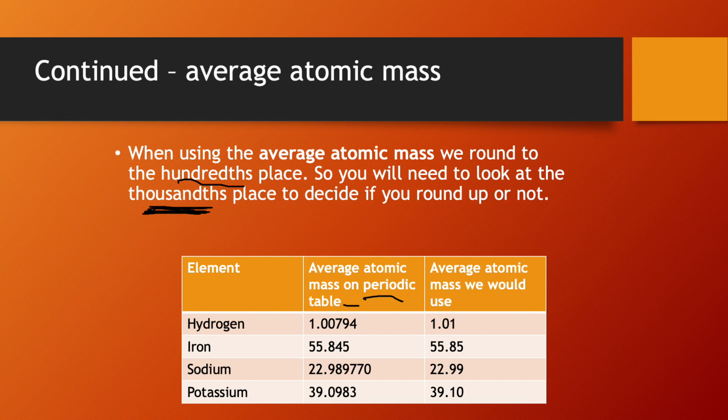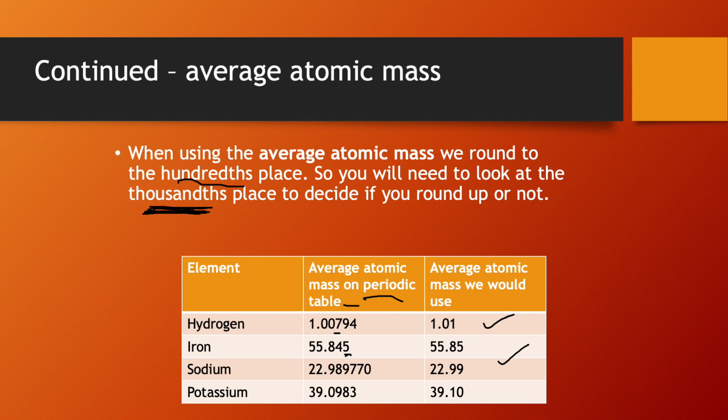Looking again at hydrogen, we go to the thousandths place. That's going to be 3 places past the decimal. So I'm looking at the 7. 5 or greater, I round up. That's where I'm getting 1.01 for the average atomic mass of hydrogen. Iron, if I look at the thousandths place, there's a 5. 5 or greater, we round up, so that 0.84 is going to become 0.85. 55.85 is the average atomic mass for iron.